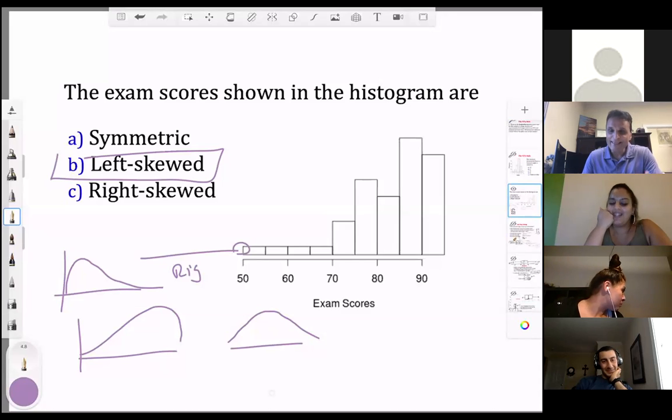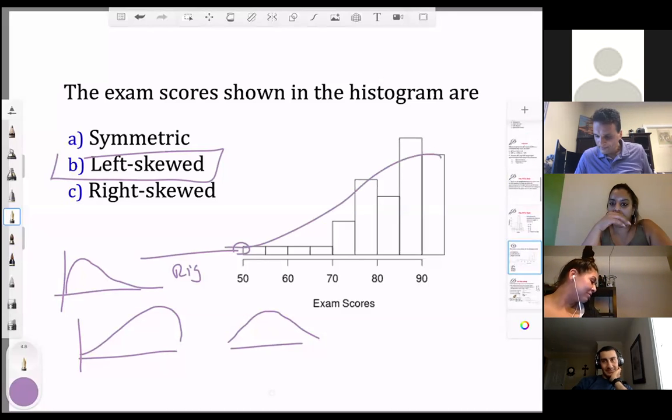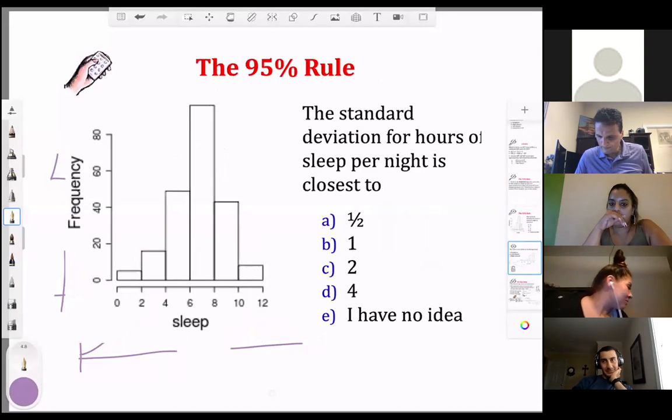All right, so this is the left. So don't forget, Rocio, you said right, but it's left. This is left. Not this one.